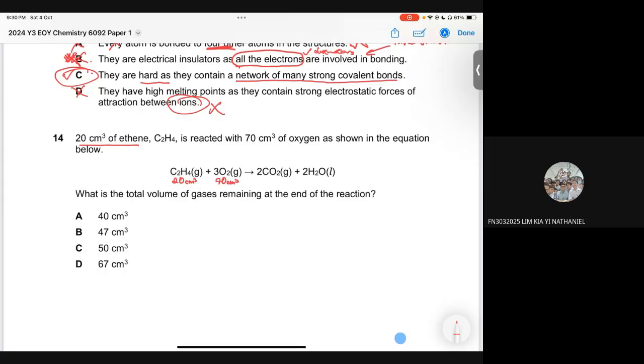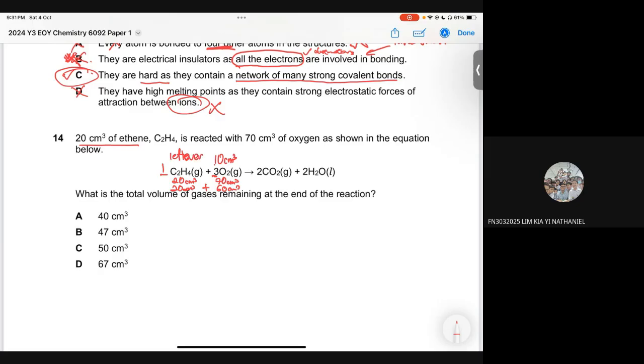Okay, then they'll react. Now, because they are both gases, I can just use direct proportion in terms of the amount of gases. So if I got 20 cm cube of C2H4, 20 cm cube of C2H4 is supposed to react with 60 cm cube of oxygen because it's a 1:3 ratio. Okay, so since 20 cm cube will react with 60, it tells me that O2 is the excess gas, the excess reactant. So there will be 10 cm cube left over.